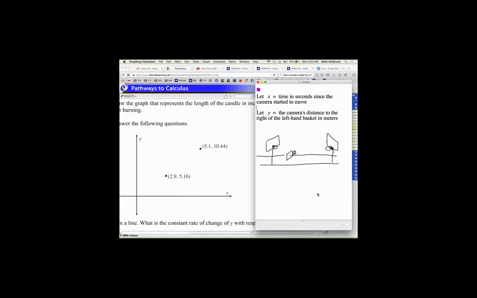And so then what is the... All right, there we go. X is the time since the camera started to move. We don't know where it started. And then Y is the distance to the right of the left-hand basket. So here's the left-hand basket, and the current distance would be something like this. That's the value of Y, how far it is to the right of the left-hand basket.